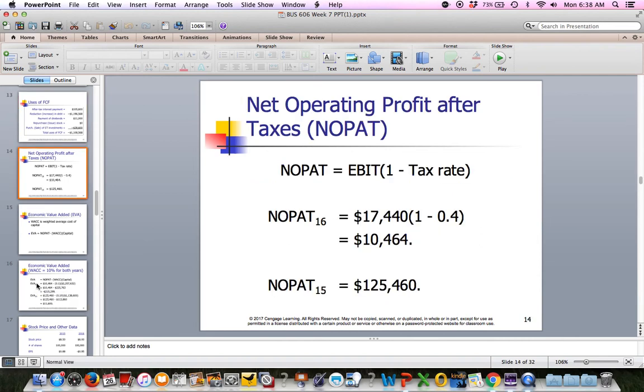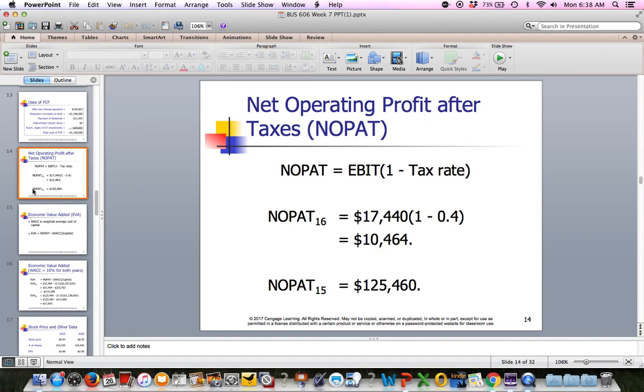And then this just shows you how to calculate the NOPAT, net operating profit after tax. EBIT times 1 minus T is your NOPAT. This is 16 means the current year, 15 was the prior year. Clearly a big drop here. That's never a good sign either.